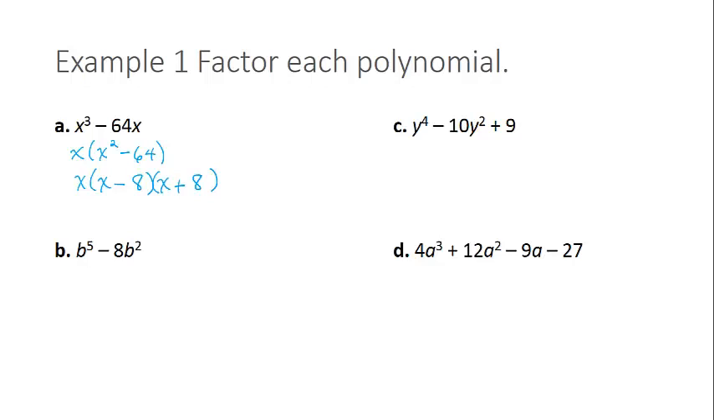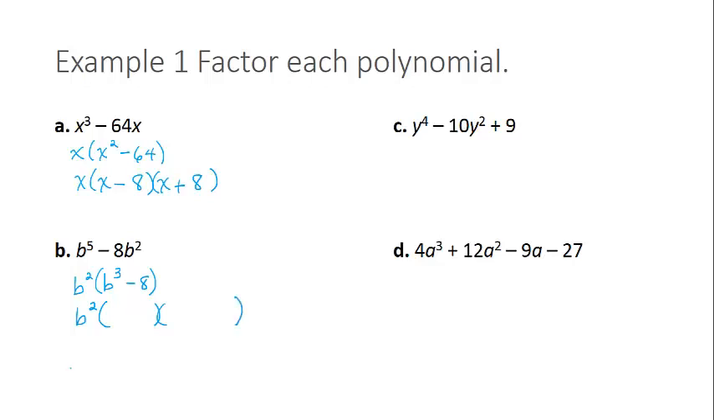In b to the 5th minus 8b squared, this is a binomial, but there is a common factor of b squared. And if we divide out b squared from each of the terms, we're left with b to the 3rd minus 8. Now b to the 3rd minus 8 is a binomial, and notice that each of those terms is a perfect cube, so we factor this using the factoring pattern.